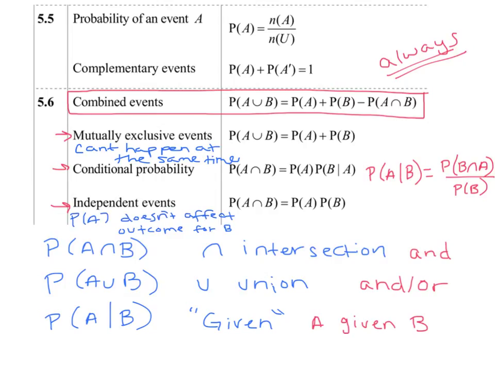So I can only use this formula right here when events are independent. This says that the probability of A and B both happening is the probability of A times the probability of B. Okay, so now that we've talked about what these formulas mean and what the notation means, let's go ahead and look at some problems.